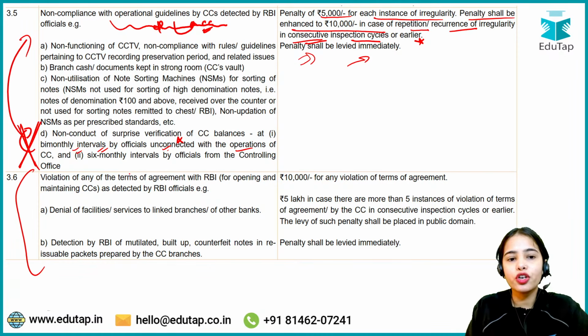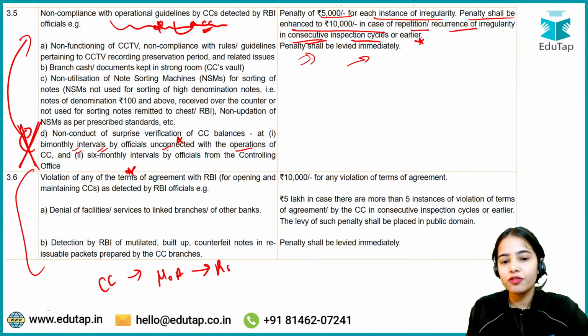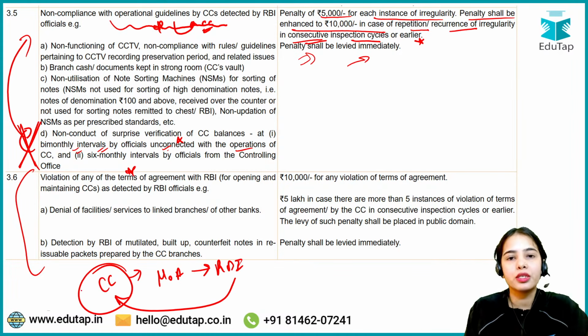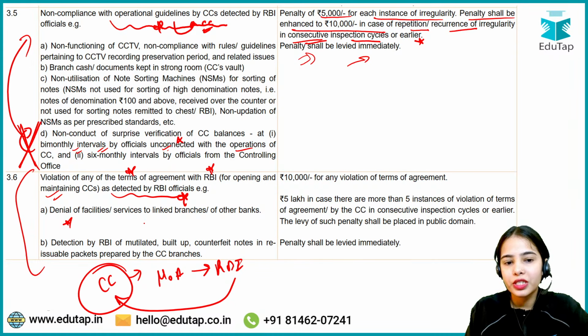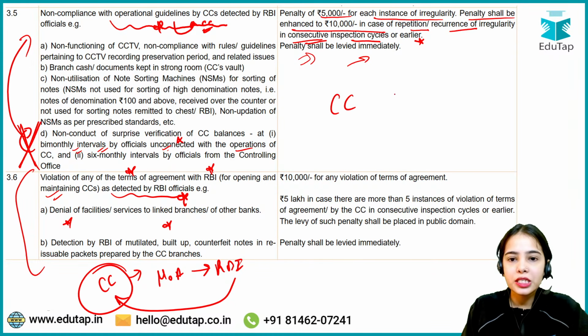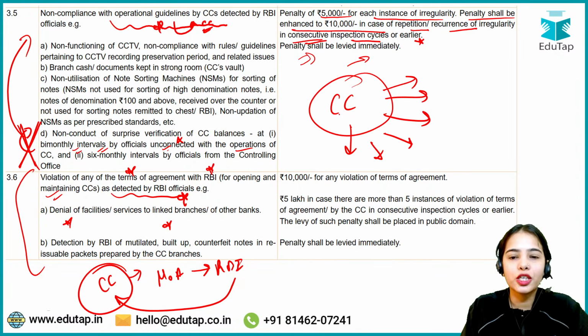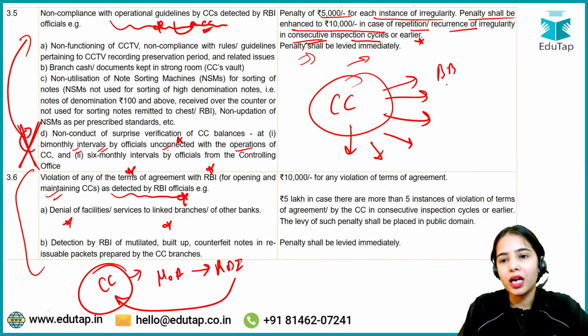Now next is violation of any terms of agreement with the Reserve Bank of India. I have told you that the currency chests sign a memorandum of agreement with the Reserve Bank of India as they are holding the money of the Reserve Bank of India. So violation of any terms of agreement with RBI for opening and maintaining the currency chest as detected by the RBI officials in their inspection, or denial of facilities or services to the linked branches. So the currency chest has the responsibility to provide banknotes and coins as per the requirement of the bank branches that are linked with the currency chest.